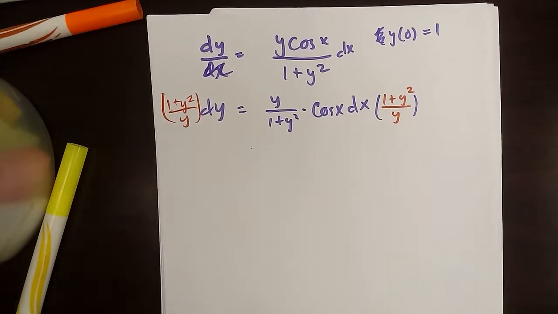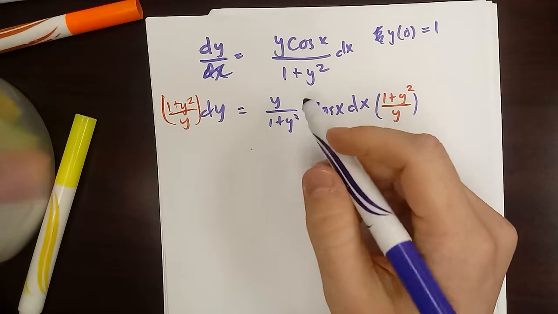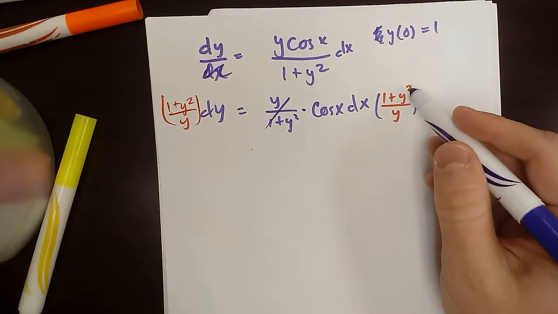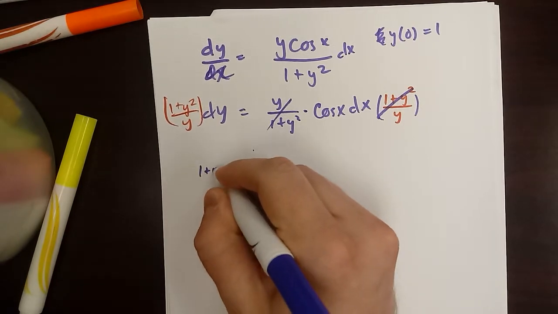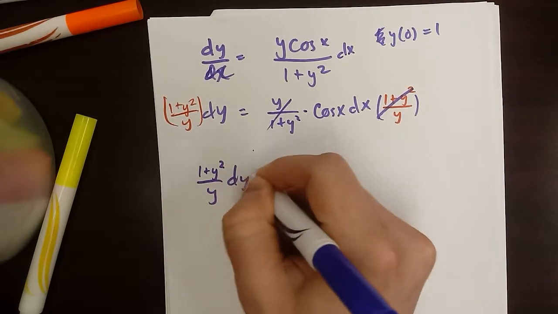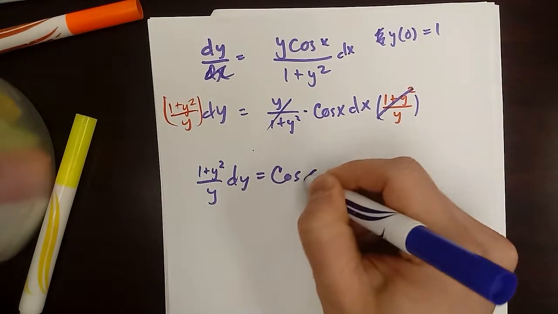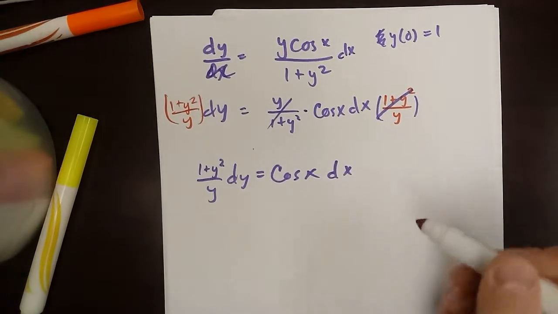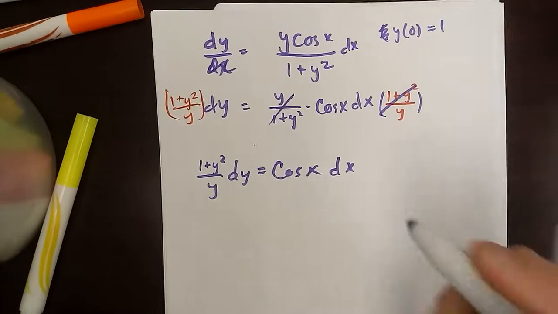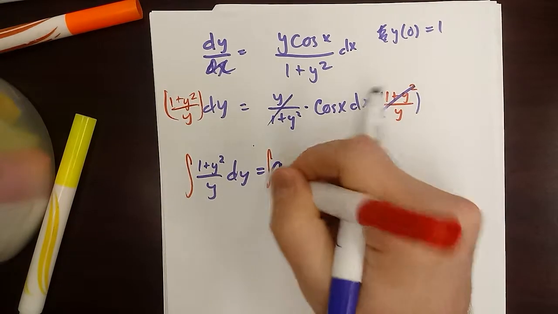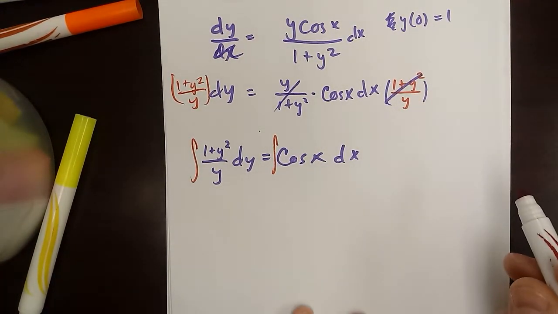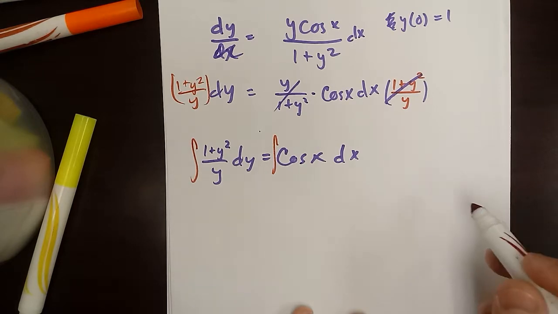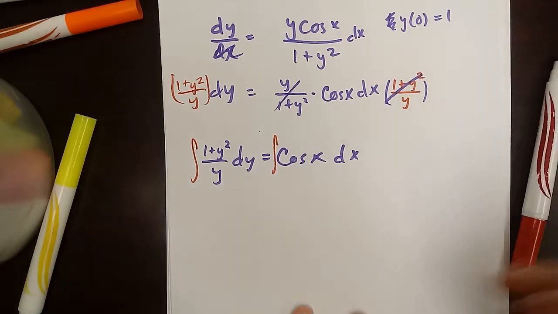Okay, so if we do that, then these guys are going to cancel on this side, and over here we're going to have 1 plus y squared over y dy is equal to cosine x dx, and we're going to be integrating both sides of this. So when we do that, okay, cool, we've got our dy, we've got our dx. So the right-hand side, let's start with the right-hand side because that's going to be easier.